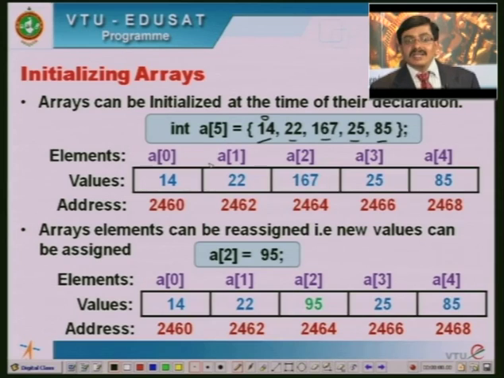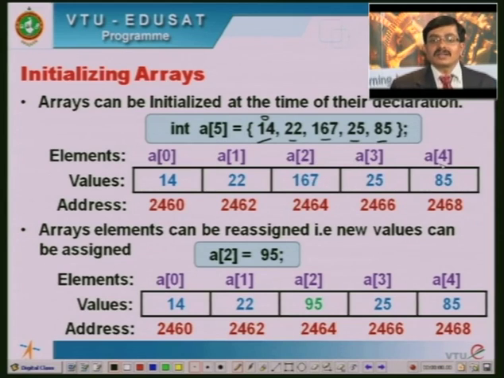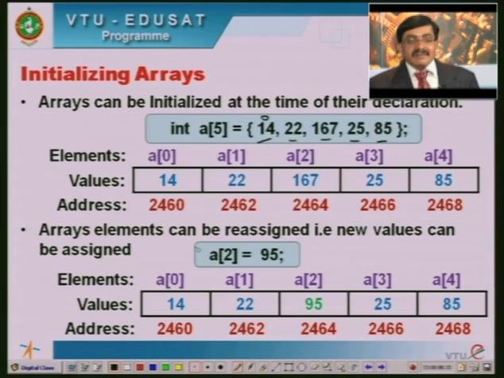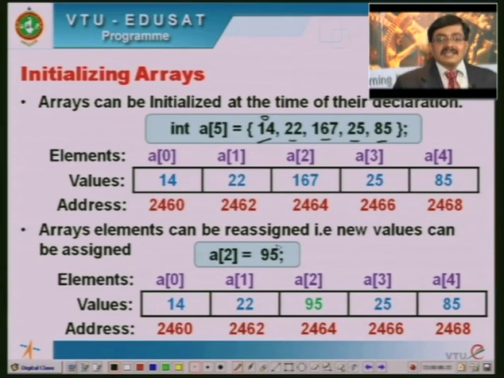And you can note that A is the name of an array, whereas a of 0, a of 1, a of 2, a of 3, a of 4 are the different elements of the array, right? Now, array elements can be reassigned, that is, a new value can be assigned. Sometimes we may need to assign other values to individual elements. Say here if I do a of 2 is equal to 95, we can see that earlier the a of 2 value was 167 and now I am reassigning a value of 95.